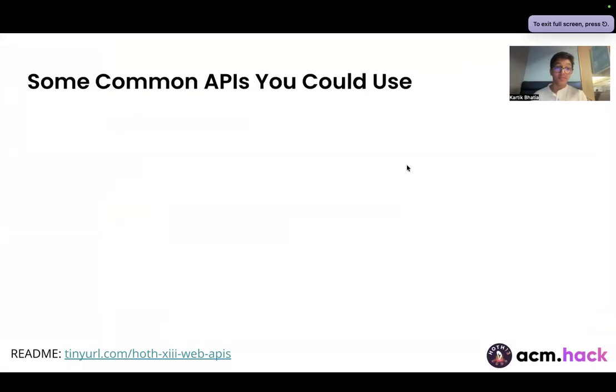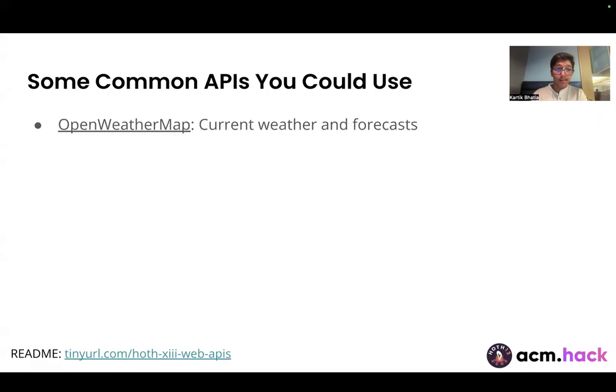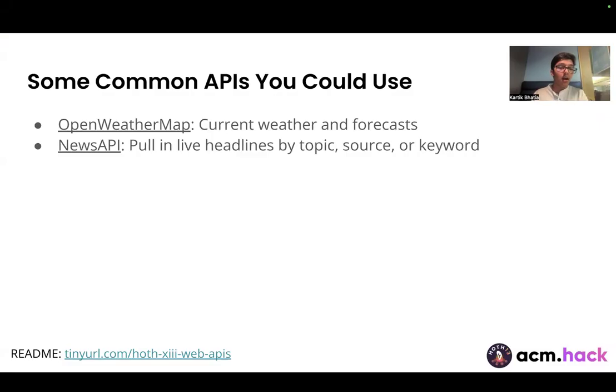So some common APIs that you might be using in this hackathon or any other is a weather API, which is called OpenWeatherMap. This is completely free and it gives you the current weather and forecasts, which might be really helpful if you're making, for example, a weather app. A news API to get recent headlines. You might want to do something fun with this, maybe some sort of sentiment analysis.